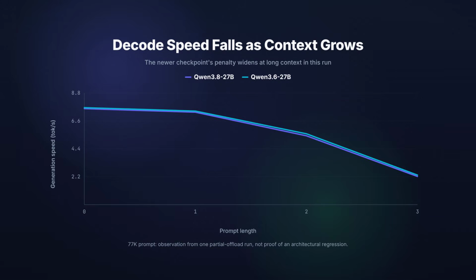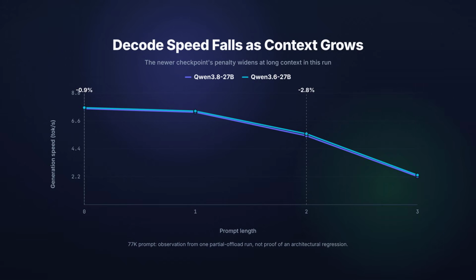Prompt processing is much less dramatic because the token-weighted rates were 622.45 and 623.74 tokens per second. That is effectively a tie in this single run, so workloads dominated by a large prompt have no meaningful prompt speed winner. Decode speed becomes more interesting as context grows, with Qwen 3.8 only about 0.9% behind on short prompts, but 2.8% behind on long prompts. At roughly 77,000 tokens, it generated 2.21 tokens per second against 2.32 for Qwen 3.6.